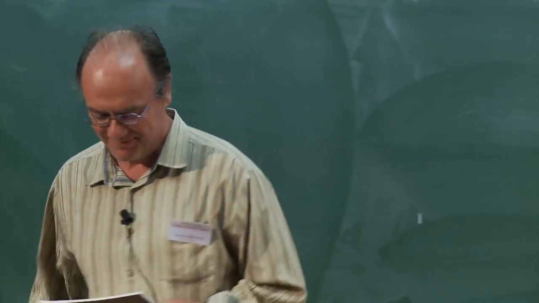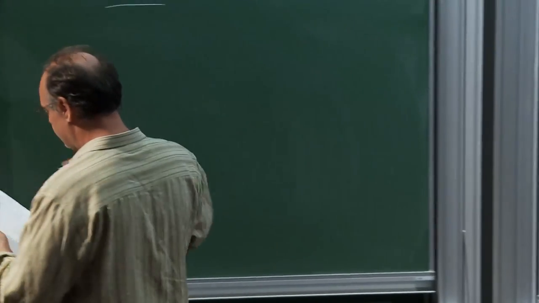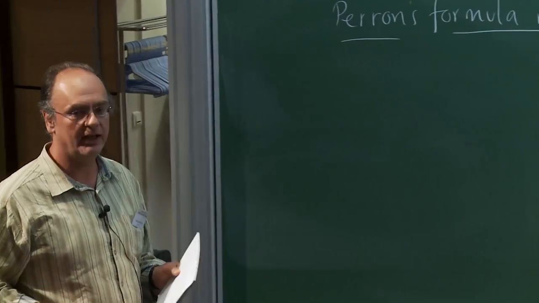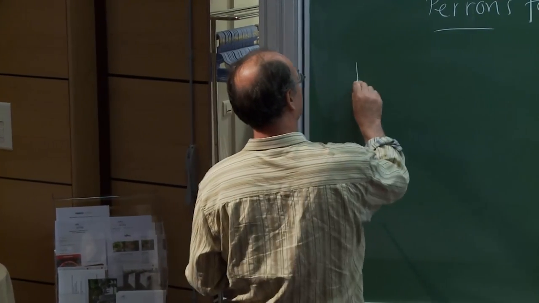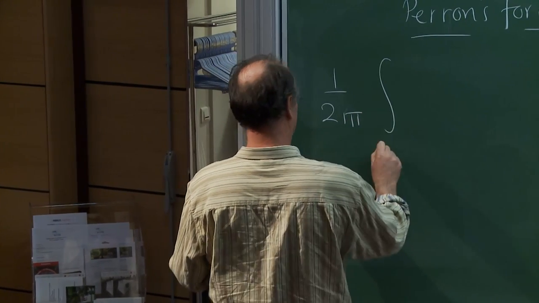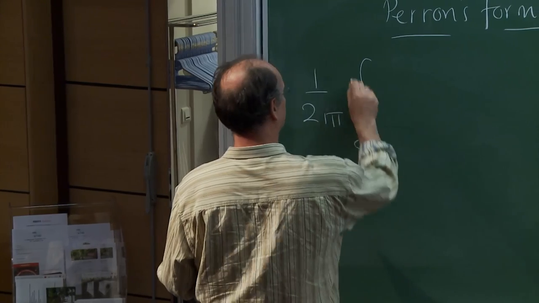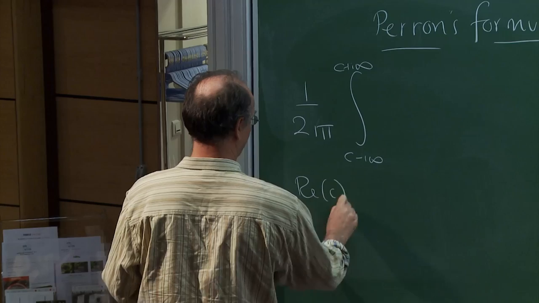Okay, so let's just remember Perron's formula. This is a beautiful idea for recognizing an inequality amongst integers. And very simply, this holds if the real part of c is greater than zero.